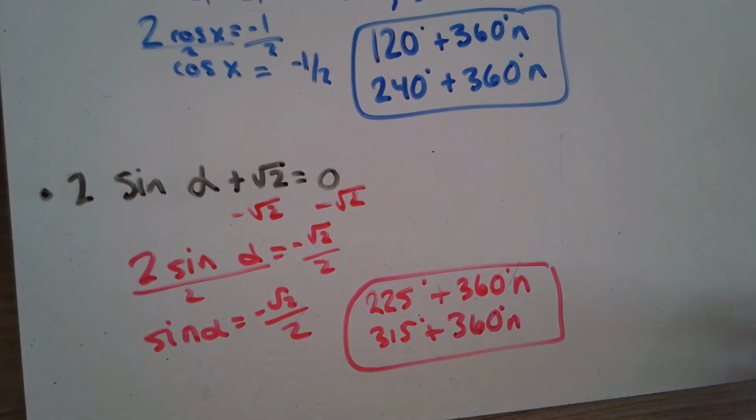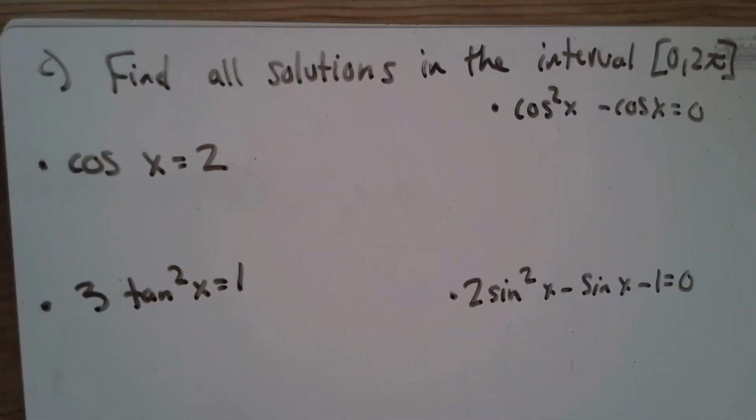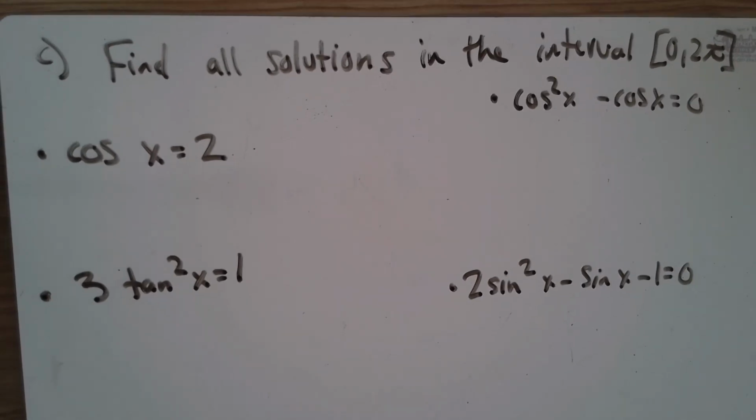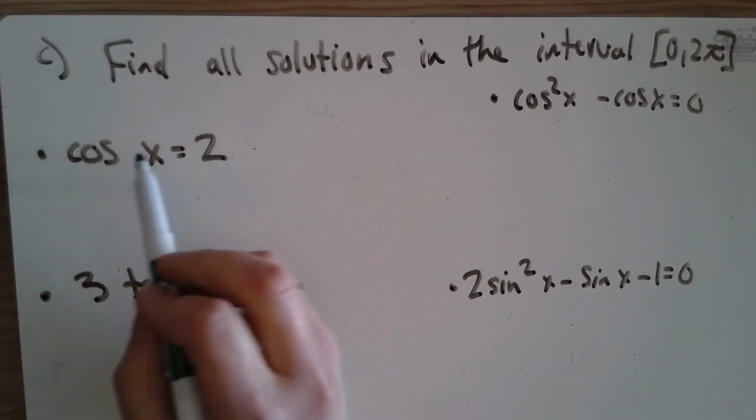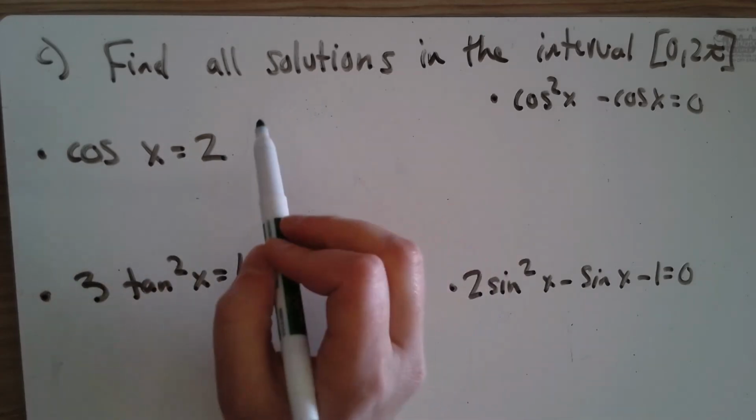Perfect. So let's continue on this same video and look at example C. On C, we're looking at the interval from 0 to 2 pi. Our first one is cosine x equals 2. So it's saying what angle gives me a ratio of 2? Well, let's think about this.